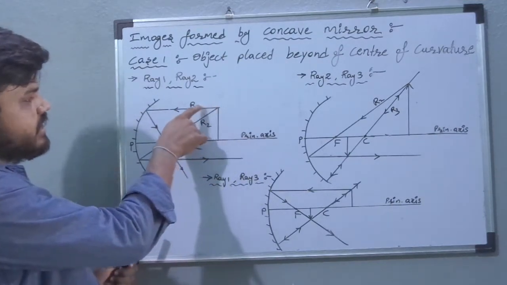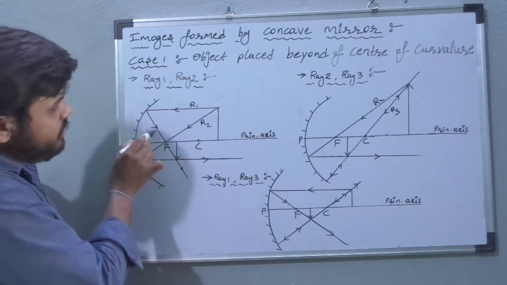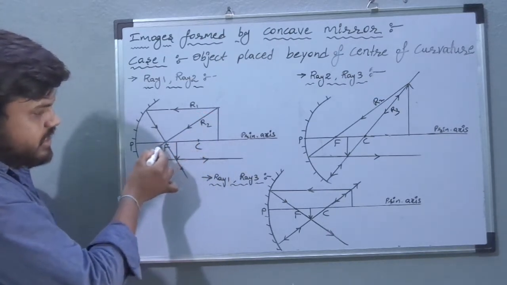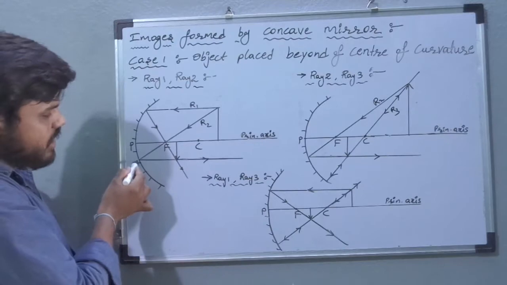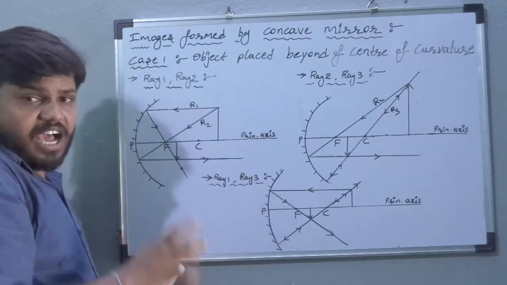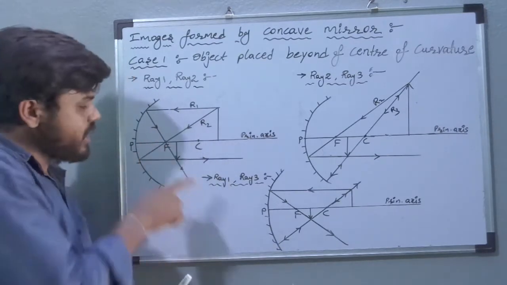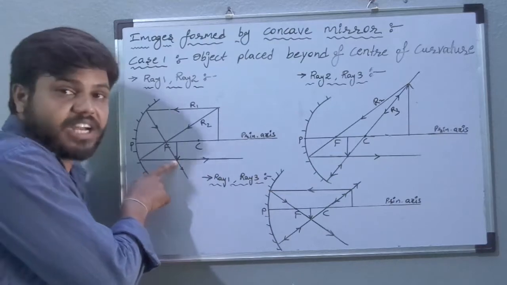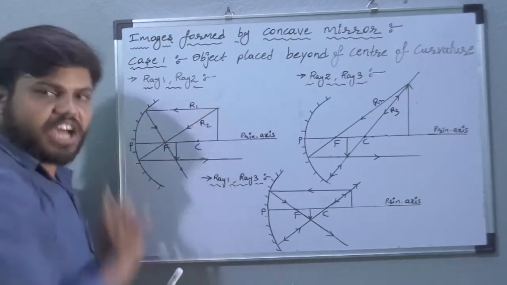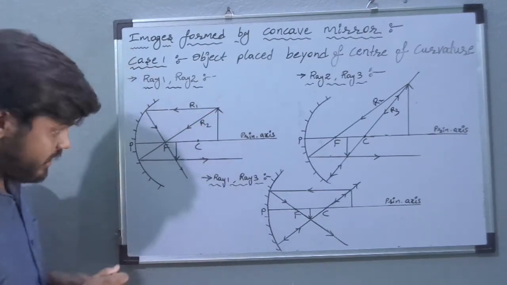Ray 1, the incident ray is parallel to the principal axis. After reflection, it is reflecting through the focus. And ray 2, the incident ray is passing through the focus. After reflection, the reflected ray is parallel to the principal axis. See, already we know the reflected rays give the image of the object. Here we are getting the intersection point of the reflected rays. So at this point we get the image of the object.